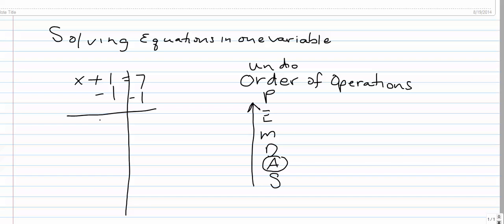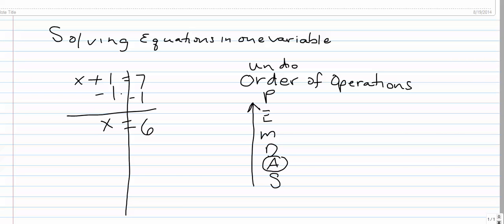When I have a +1 and a -1 over here on the left of the equal sign, that converts to 0. So x plus 0 leaves me with just an x. Over here on the right-hand side of the equal sign, I have 7 minus 1, so that gives me 6. In order for my original statement to be true, I have to know that x is equal to 6, because 6 plus 1 does give me 7.